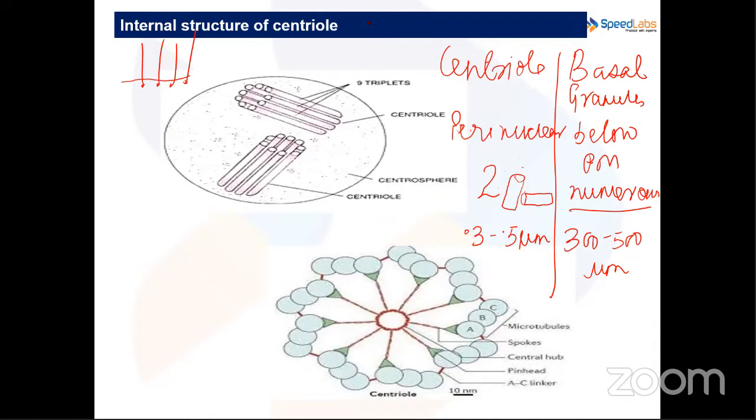Whereas basal granules, what do they do? They help in movement of cilia and flagella. So all the cells having cilia and flagella have these basal granules or basal body. So this is how they look externally. Now, all the animal cells have centrioles. Exceptional cases, what is the cell which does not have centriole? Being an animal cell, it does not have centriole.